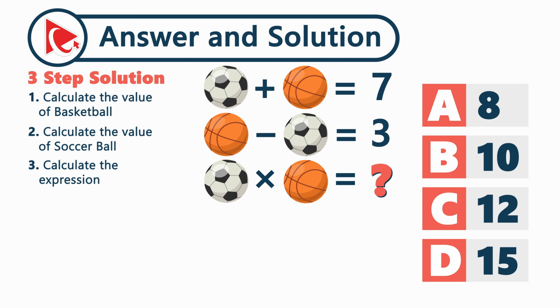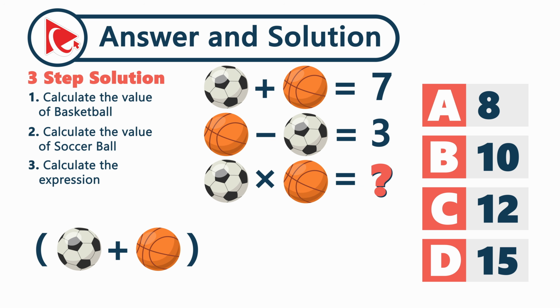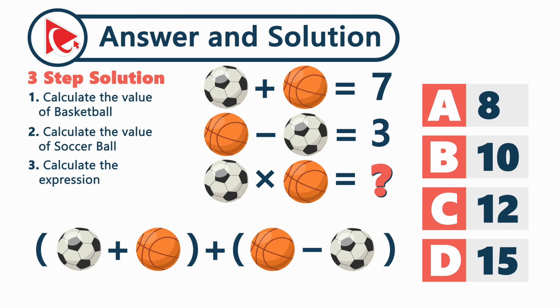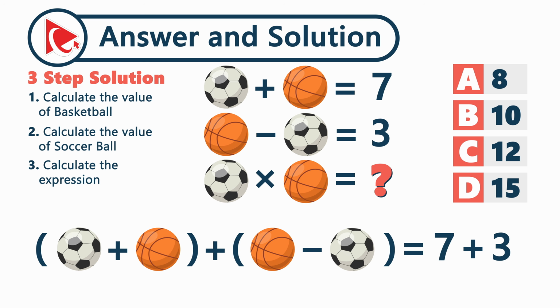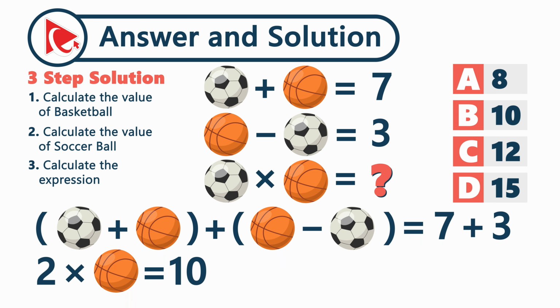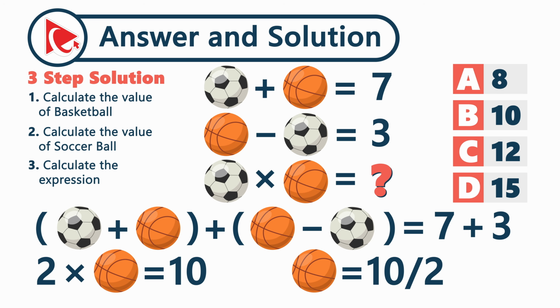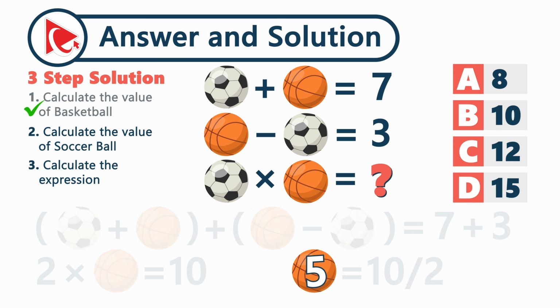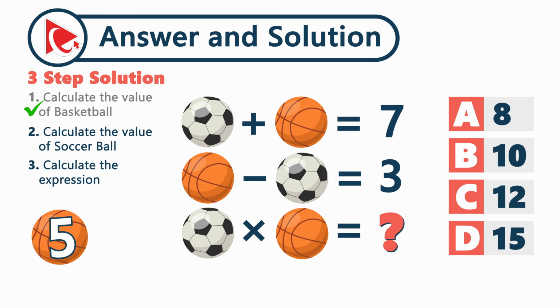First, let's join 2 equations together. Soccer ball plus basketball in parentheses plus basketball minus soccer ball in parentheses equals 7 plus 3. After we simplified, we learned that 2 basketballs equals 10, which would mean that 1 basketball would equal 10 divided by 2 and would equal 5. Now we're ready for step 2 to calculate the value of the soccer ball. Let's substitute the value of the basketball in the first equation. Soccer ball plus 5 equals 7, which means that soccer ball value is 2.